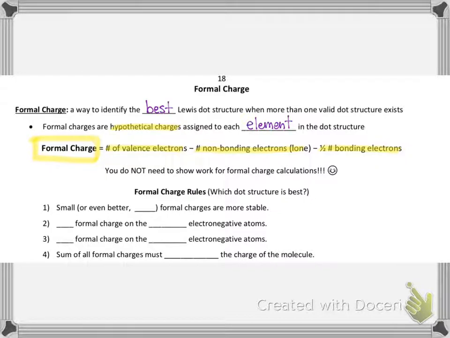There's good news and bad news. Good news, you don't have to show any work for this. You're allowed to just put a number. Ta-da, that's the formal charge, and we win. However, they're not going to give you this equation. You got to know it.